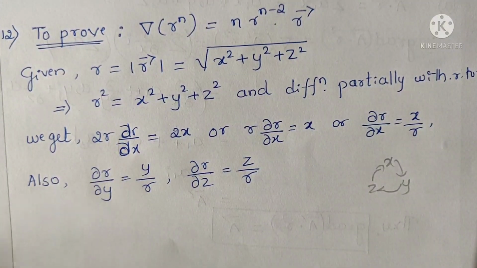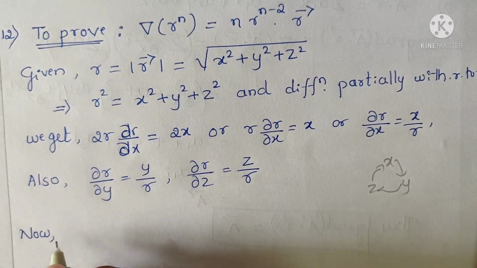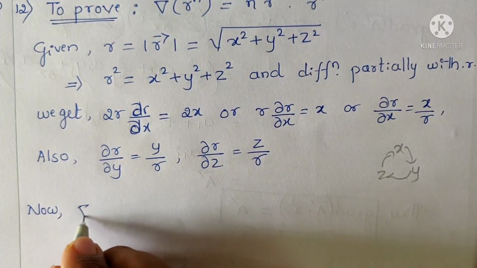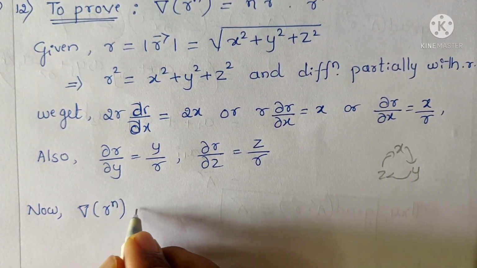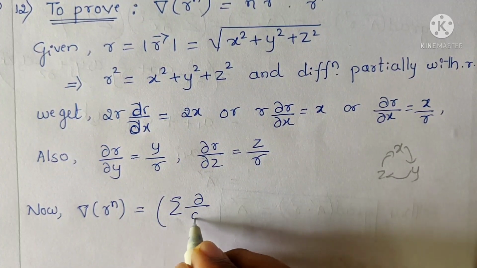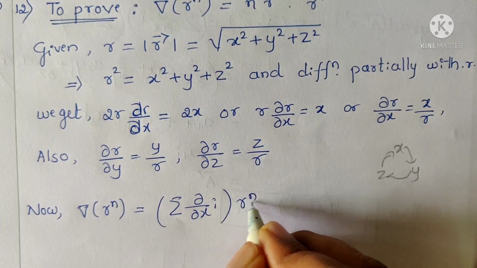So now this del of r^n is equal to, del is summation of dou by dou x into I, into r^n.